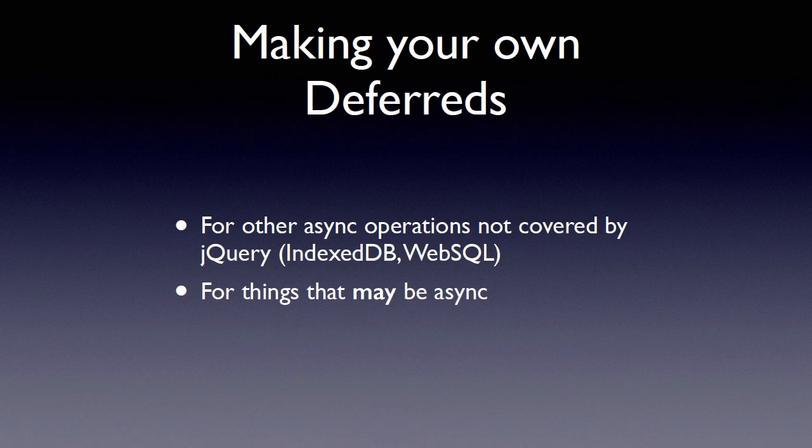So far, you've seen me make use of the promises returned by jQuery's Ajax functions. Well, what if you want to work with your own deferreds? You may be doing something with IndexedDB or WebSQL or anything asynchronous not covered by jQuery. Well, what I can do is simply create my own deferred and handle it myself. Let's look at an example of this in play.